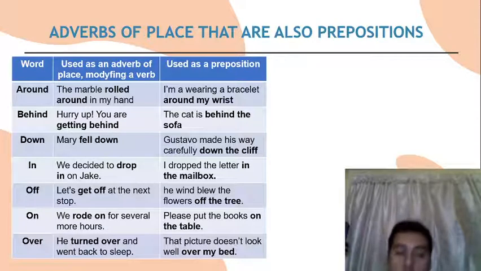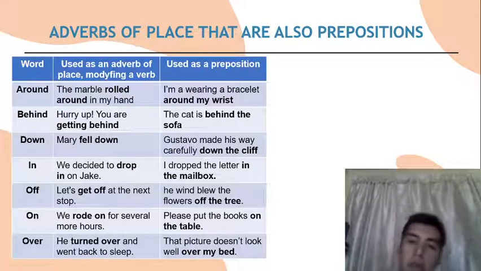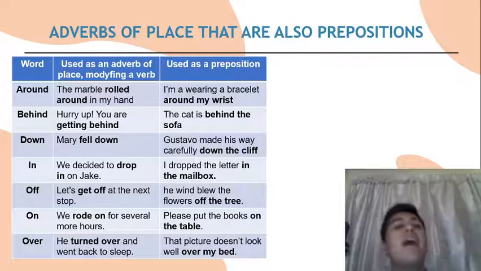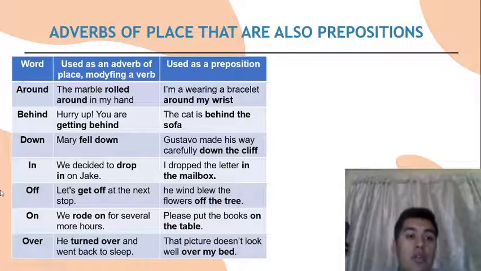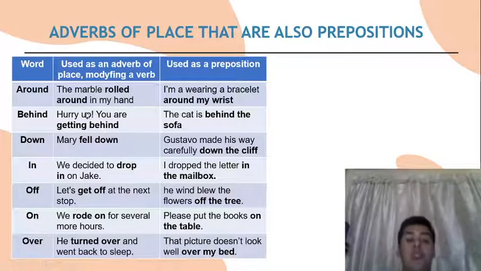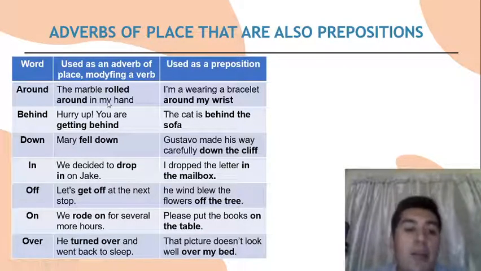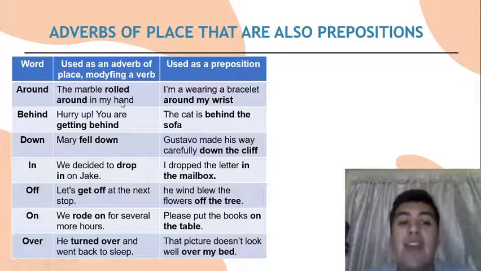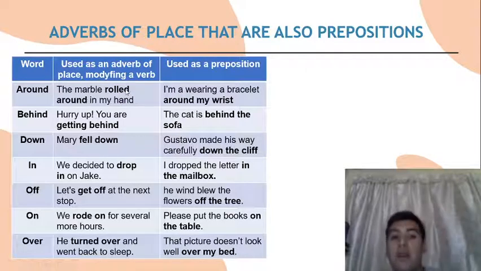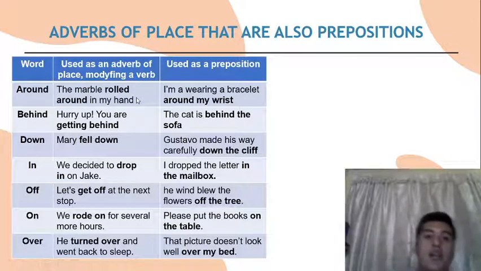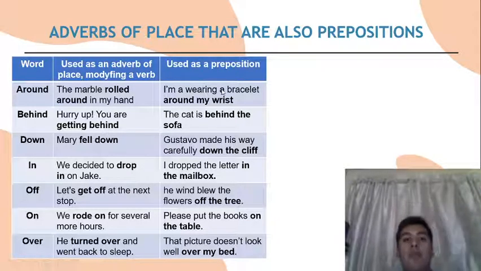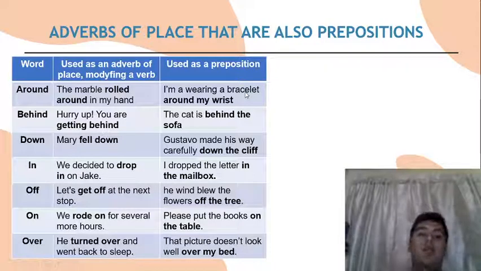Adverbs of place that are also prepositions. Some of these are also prepositions, as you realized, such as around, behind, down, in, off, on, over. These are prepositions, but they are also used as an adverb of place modifying a verb. Let's see. The marble rolled around in my hand. That is the adverb because it is modifying the verb. Now, as a preposition: I am wearing a bracelet around my wrist.